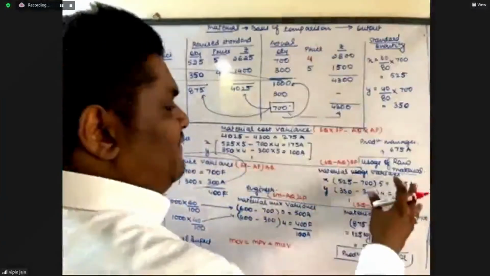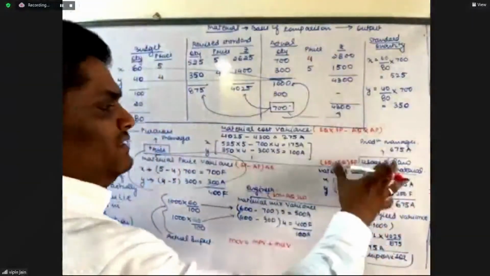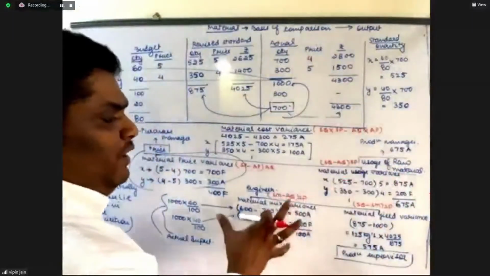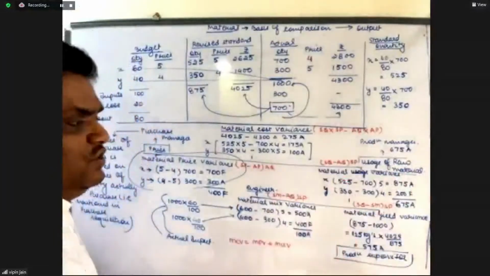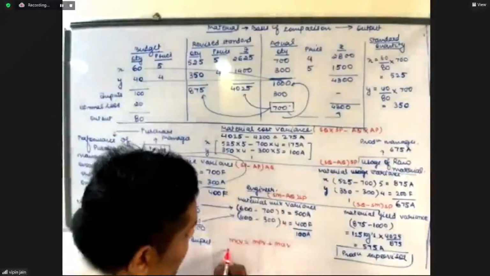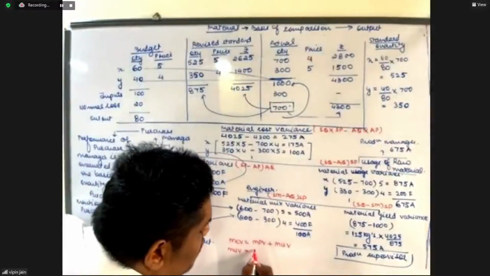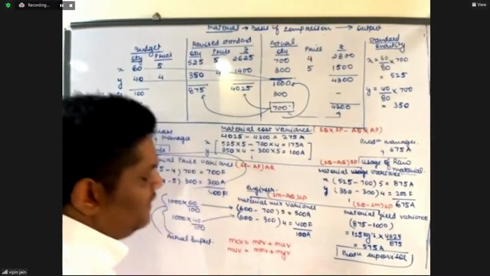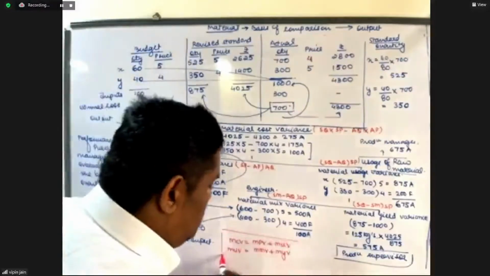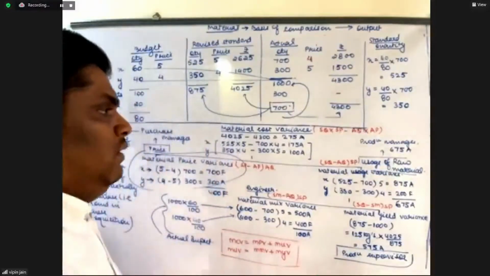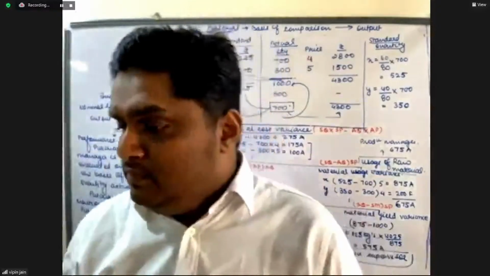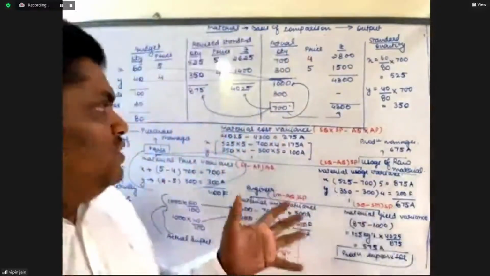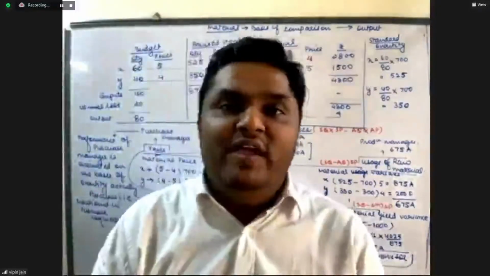Further, this 675 usage variance, again, this production manager has two subordinates, that is engineer and production supervisor. So we can say material usage variance will be equal to material mix variance plus material yield variance. So this is all about material variance.